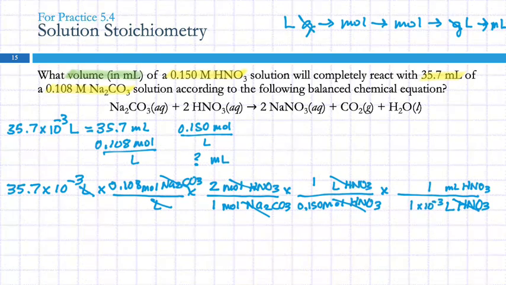And then at the end, if we step back from this, we can see this times 10 to the minus 3 is going to cancel that one out. But it's okay to do them too. 35.7 EE minus 3 times 0.108 times 2 divided by 0.150 divided by 1 EE negative 3 equals.